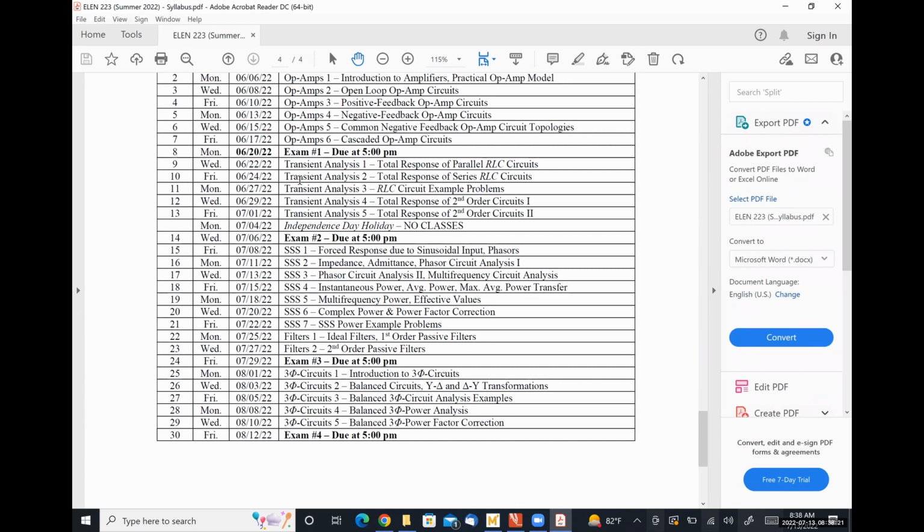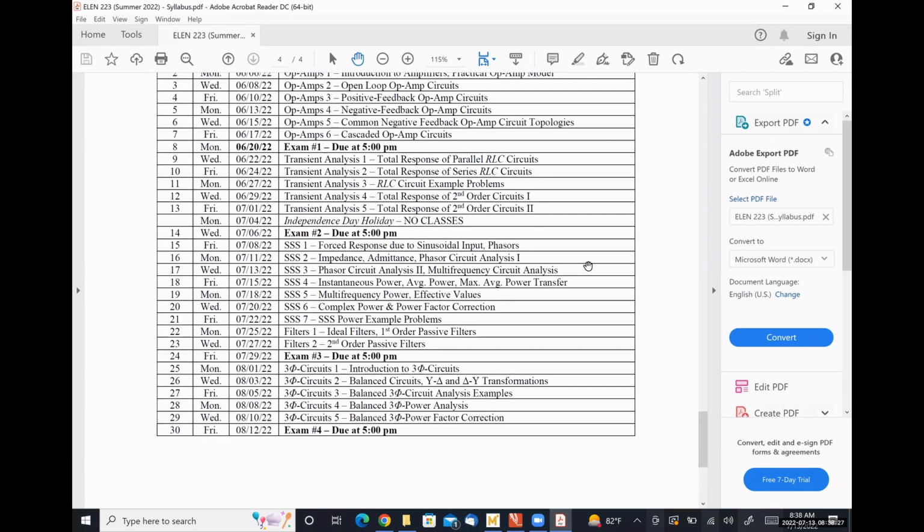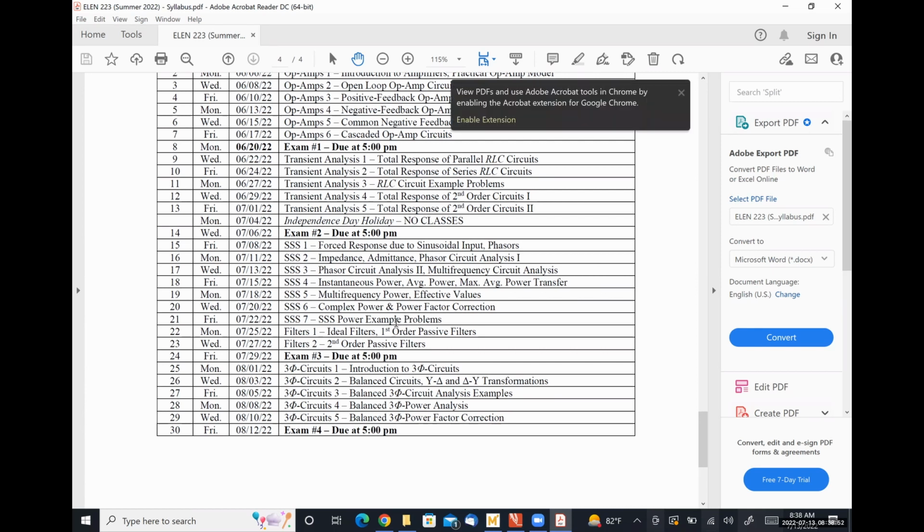We are right here with phasor circuit analysis 2 and multi-frequency circuit analysis. So like I said, instantaneous power, average power, maximum average power transfer on Friday, multi-frequency power and effective values on Monday, complex power and power factor correction next Wednesday. And then the Friday after that is just a day dedicated to working problems if you guys want some more exposure to how to apply all those complex power relationships.